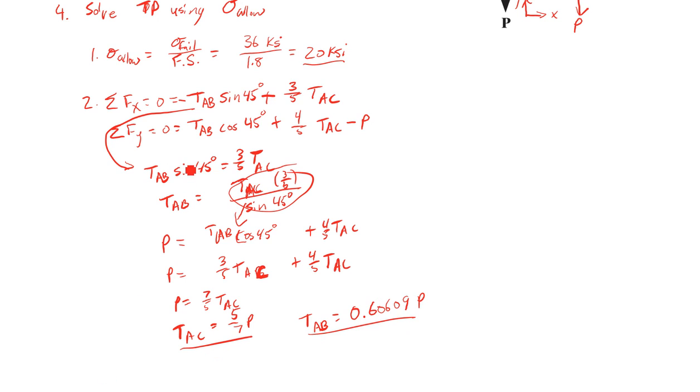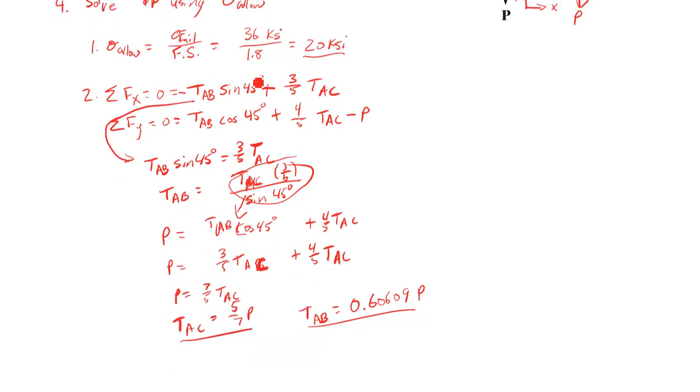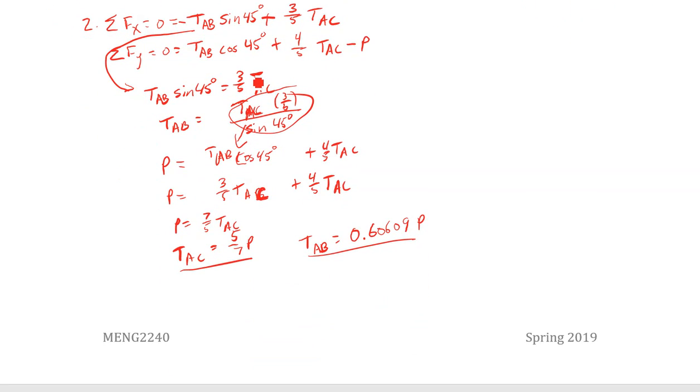Alright, so we've got our tensions in terms of P. So we've got step 3 done. Now we're going to find P using our allowable stress. So we know that sigma allowable is going to be equal to our tension, or force, over our area. So we're going to have 20 KSI equals, and which one of these is going to drive?